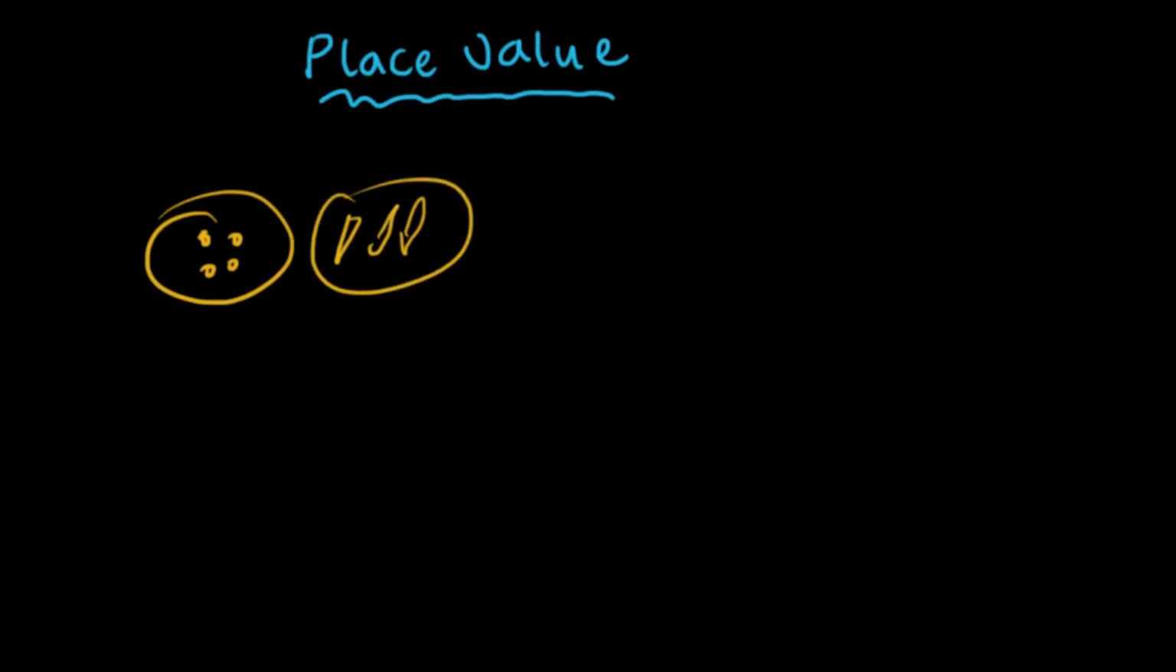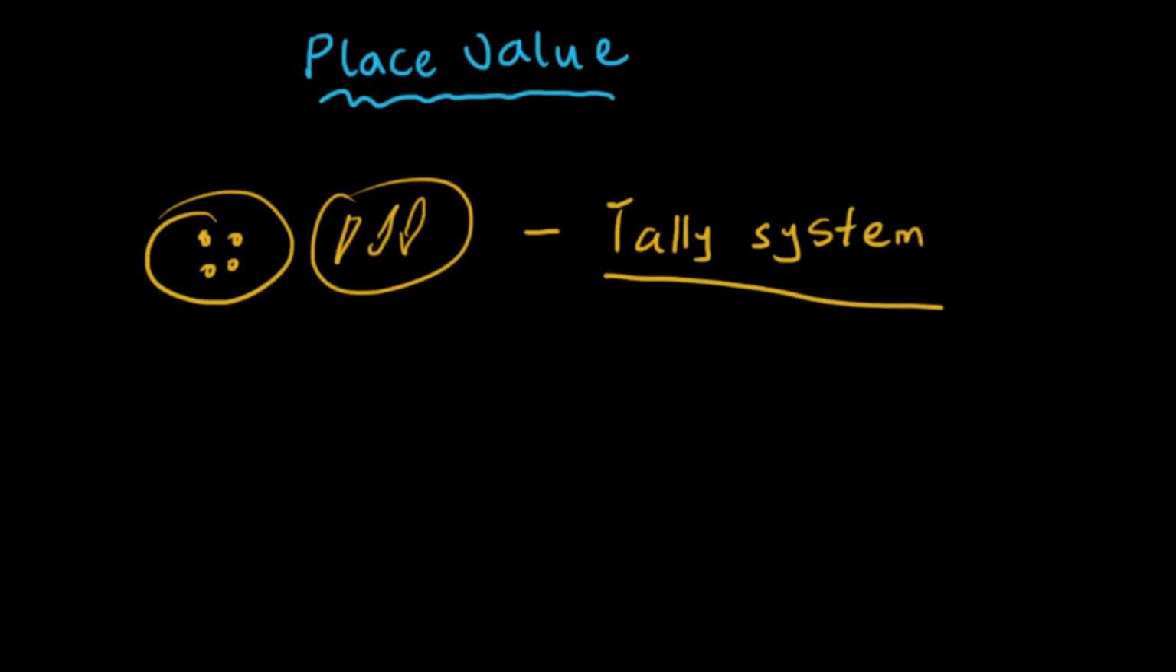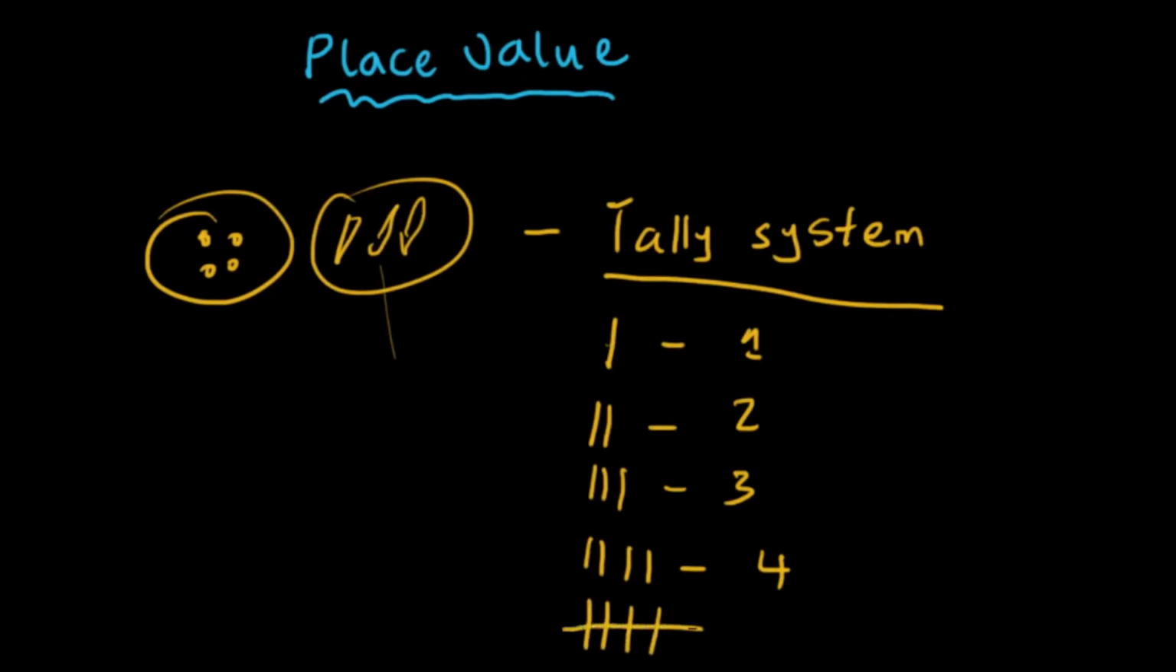Then we moved to what we call the tally system, where ancient people counted on caves and rocks. In the tally system, they basically used strokes to count. For example, 1 stroke stands for 1, 2 strokes for 2, 3 strokes for 3, 4 strokes for 4, then another stroke crossing the four for 5, etc.